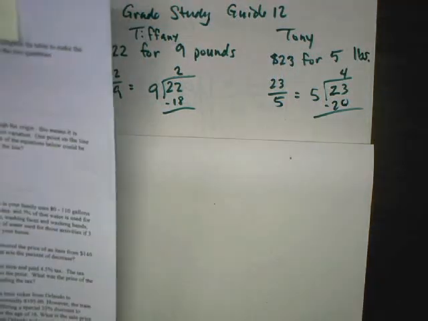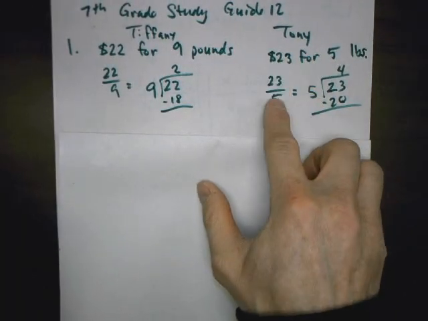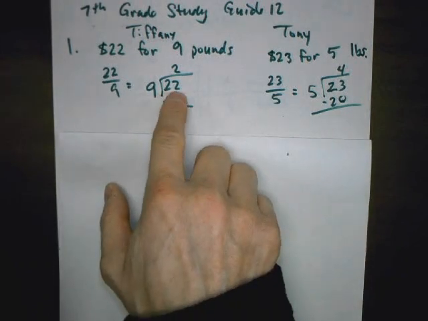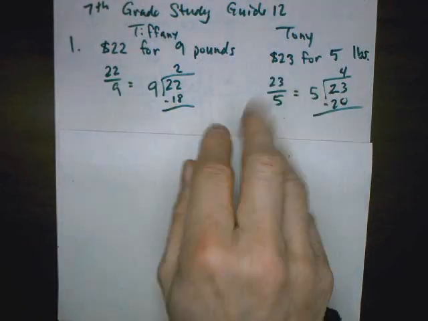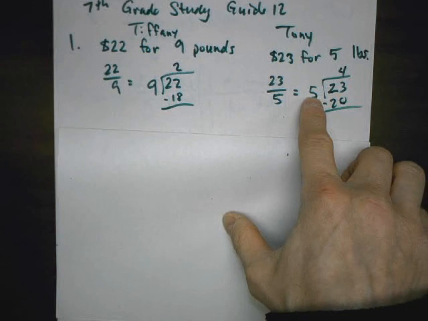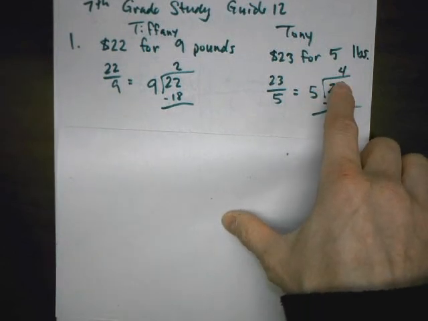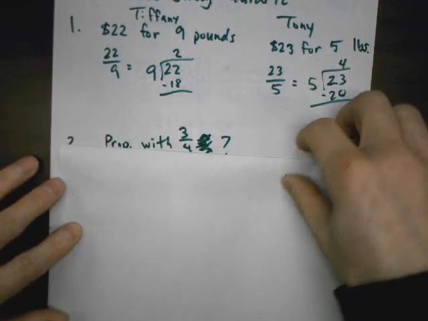Second one says Tony paid $23 for 5. So 23 for 5 means 23 over 5. So if I do in and out and I divide, I see 22 divided by 9 is going to be 2 point something. So I'm going to stop right there because I might not need to do any more work. Over here, 23 over 5 means 23 in and 5 out. That's 4 something. This is obviously more than 2 something. So Tiffany has a better buy.